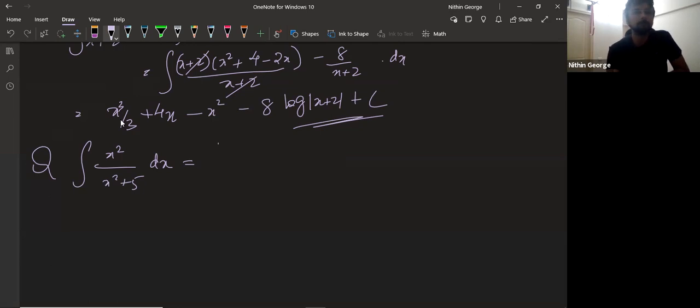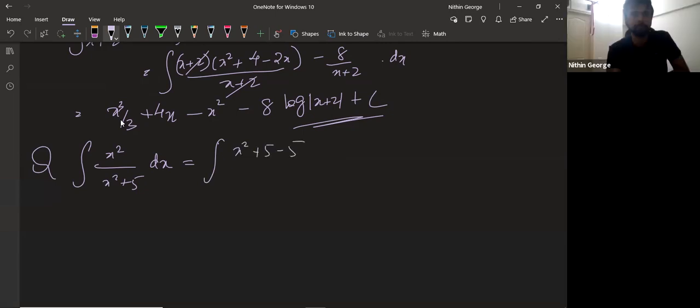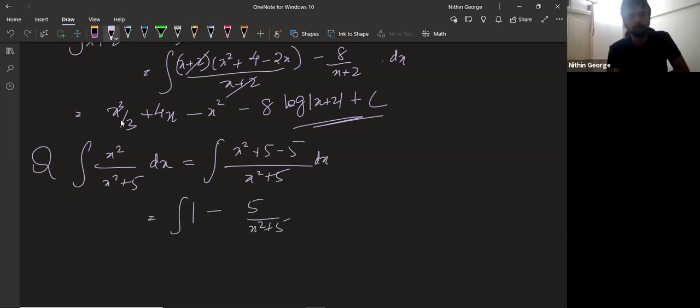How do you start solving this? Sir, you have to put it as plus 5 minus 5 in the numerator. Lovely. Correct. So this becomes 1 minus 5 by x square plus 5. Integrating, this becomes x minus 5 times 1 by root 5 tan inverse x by root 5. 5 and root 5 will cancel out, and root 5 will remain in the numerator. And this will be our answer.